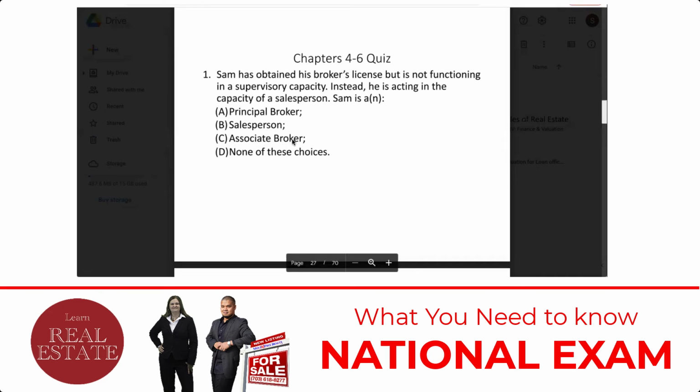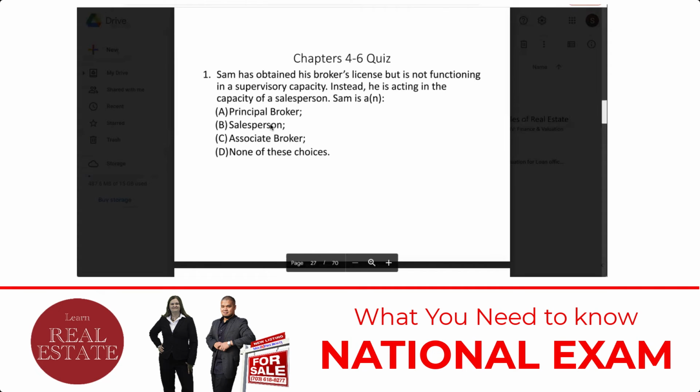He's going to be an associate broker, isn't he? Right? He's not acting in a supervisory capacity. So we know he's not a principal broker, so we can cross him off, but he has his broker's license. But he's not the principal broker. He's just practicing as a salesperson. But because he has his broker's license, that makes him an associate broker.